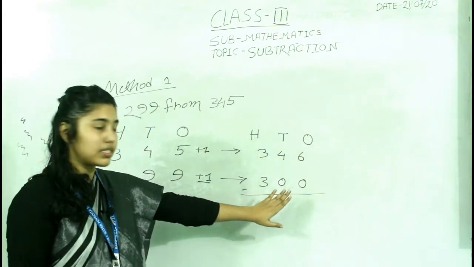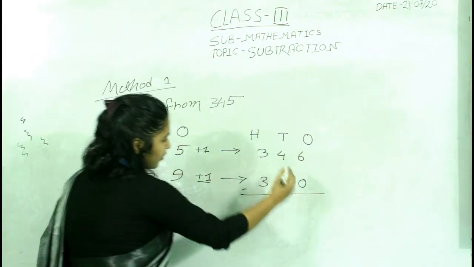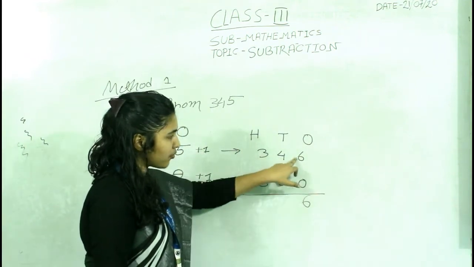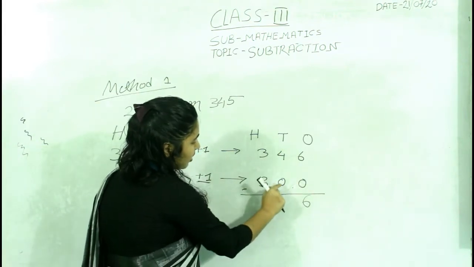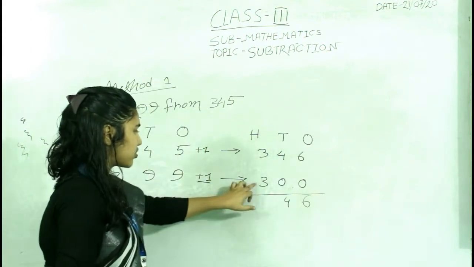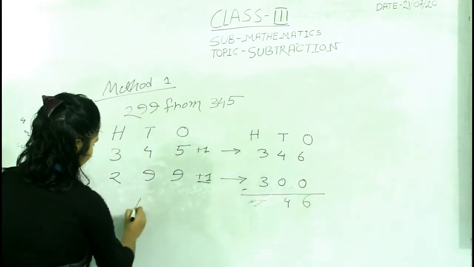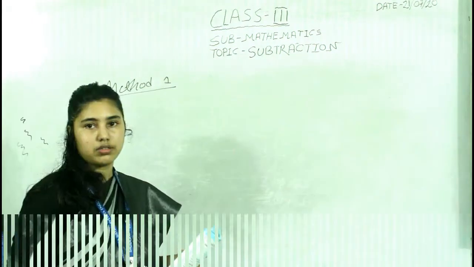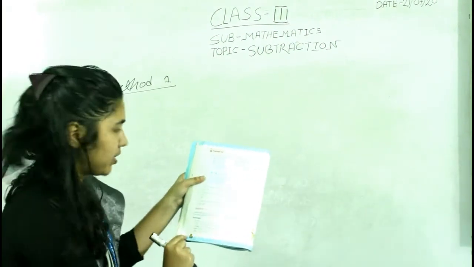Always, it is easy to subtract zeros from any number because it will give us the number itself. That's why here if we subtract 0 from 6, we get 6. Again for the tens column, subtract 0 from 4, it will give us 4, and subtract 3 minus 3, that means 0. No need to write. So our answer is 46.